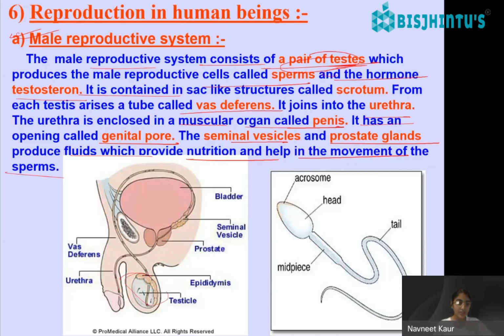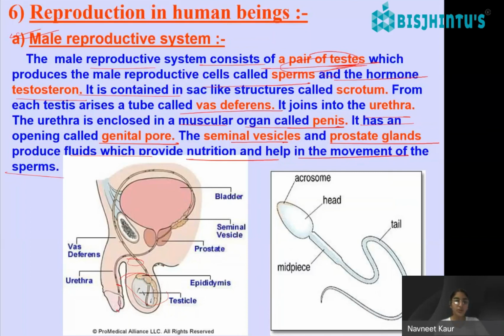And then we have the vas deferens. These tubes are vas deferens, which are also connected with another big tube, or we can say the epididymis, but you're not going to learn about it. Epididymis is not for you guys. So from here we are learning about the vas deferens, and after the vas deferens, it is joined into the urethra. Here it is, the urethra, and the urethra is enclosed in the penis, right? So this particular lining is the penis, and this opening is called the genital pore.